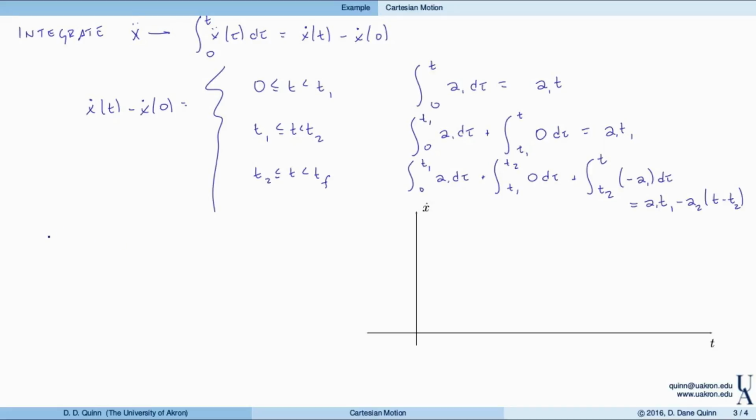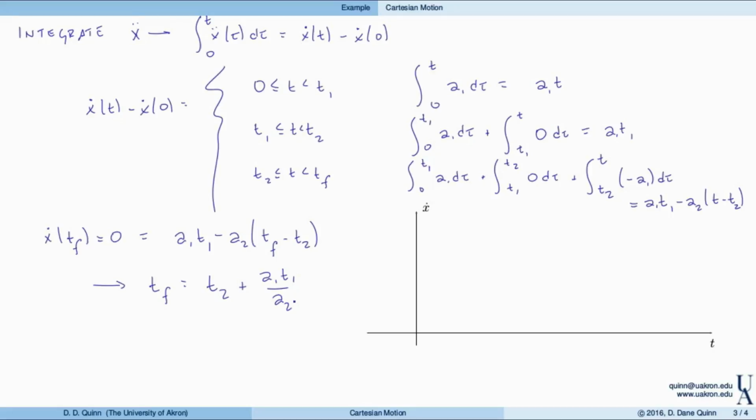So using our final condition, that x dot at t final equals 0. Well, t final obviously occurs during this interval, so this has to be a1 t1 minus a2 times t final minus t2, which equals 0. So from this, I'm able to solve for t final. t final is equal to t2 plus a1 t1 divided by a2.